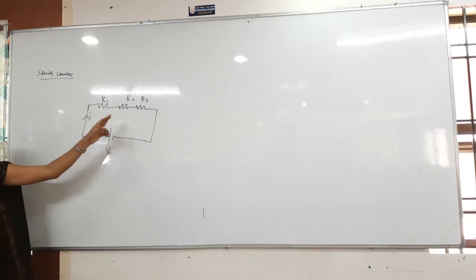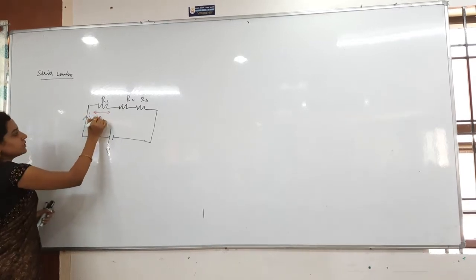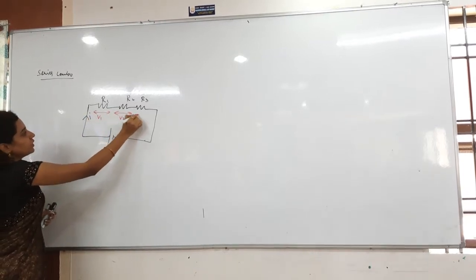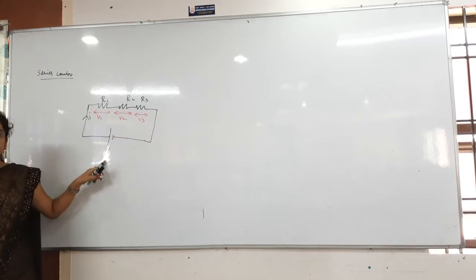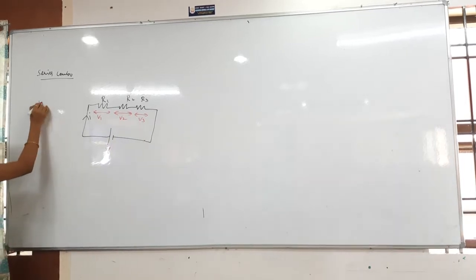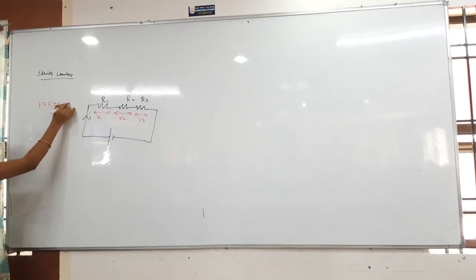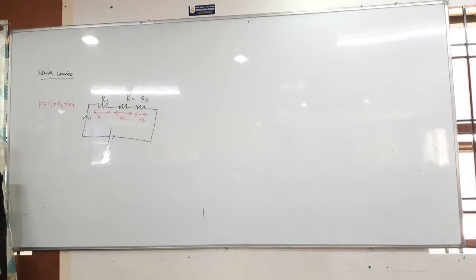The current is the same for all, but the potential difference is different for each resistance, that is V1, V2 and V3. The sum of V1, V2, V3 is equal to V, since they all come from V only. So V is equal to V1 plus V2 plus V3. Then V is equal to I into R. V is equal to IR.